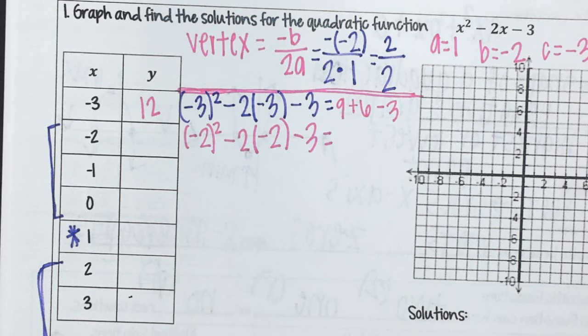The 1, 1. Okay, if you plug it in, 1 squared minus 2 times 1 minus 3. Well, that's 1 minus 2 minus 3. Did I do that wrong? 1 minus 1 minus 2 minus 3. That's 4. Good. See, this isn't hard. It's just takes a lot.